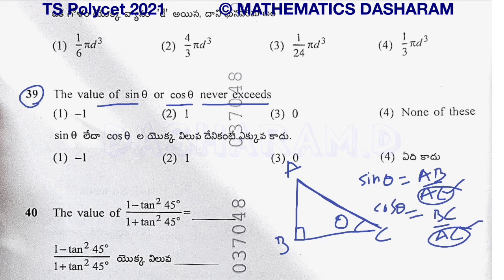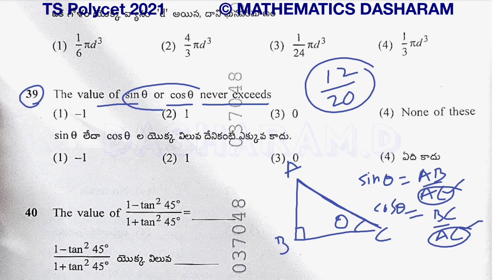So for example, 12 divided by 20: definitely you will get the answer less than 1. So that is why sin theta and cos theta never exceed 1. So option 2 is correct.